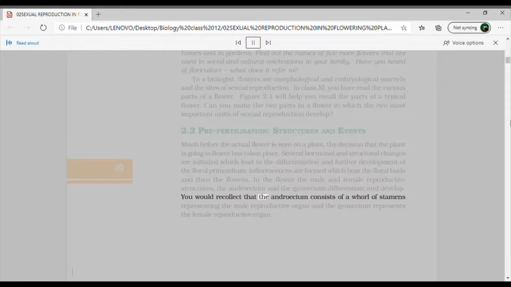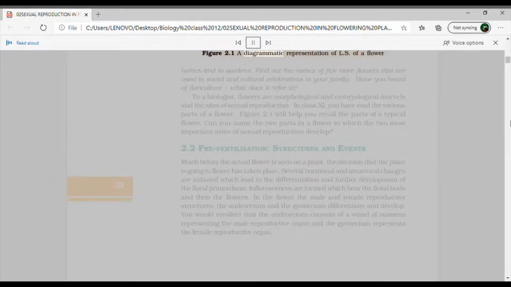You would recollect that the androecium consists of a whorl of stamens representing the male reproductive organ, and the gynoecium represents the female reproductive organ. Figure 2.1 A diagrammatic representation of LS of a flower.